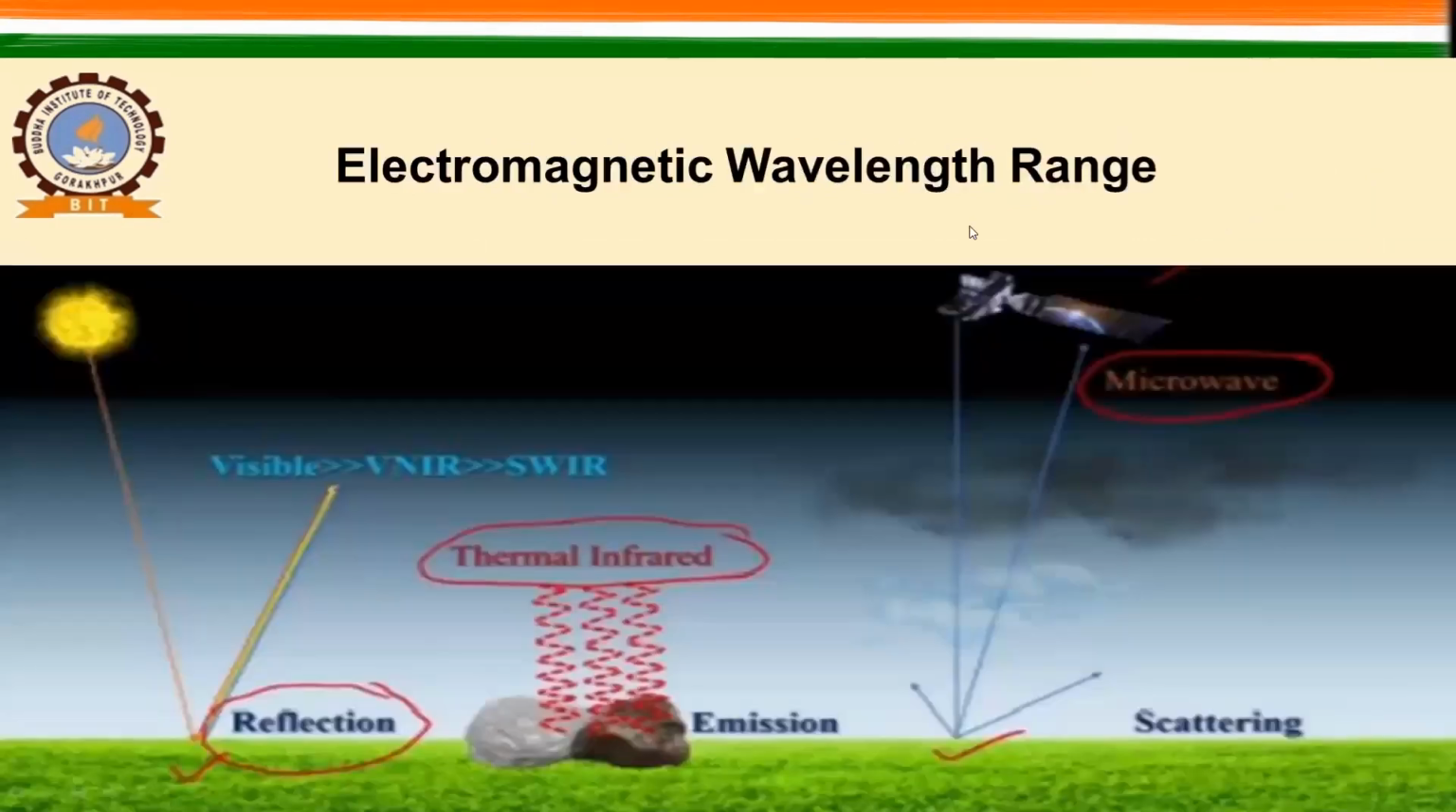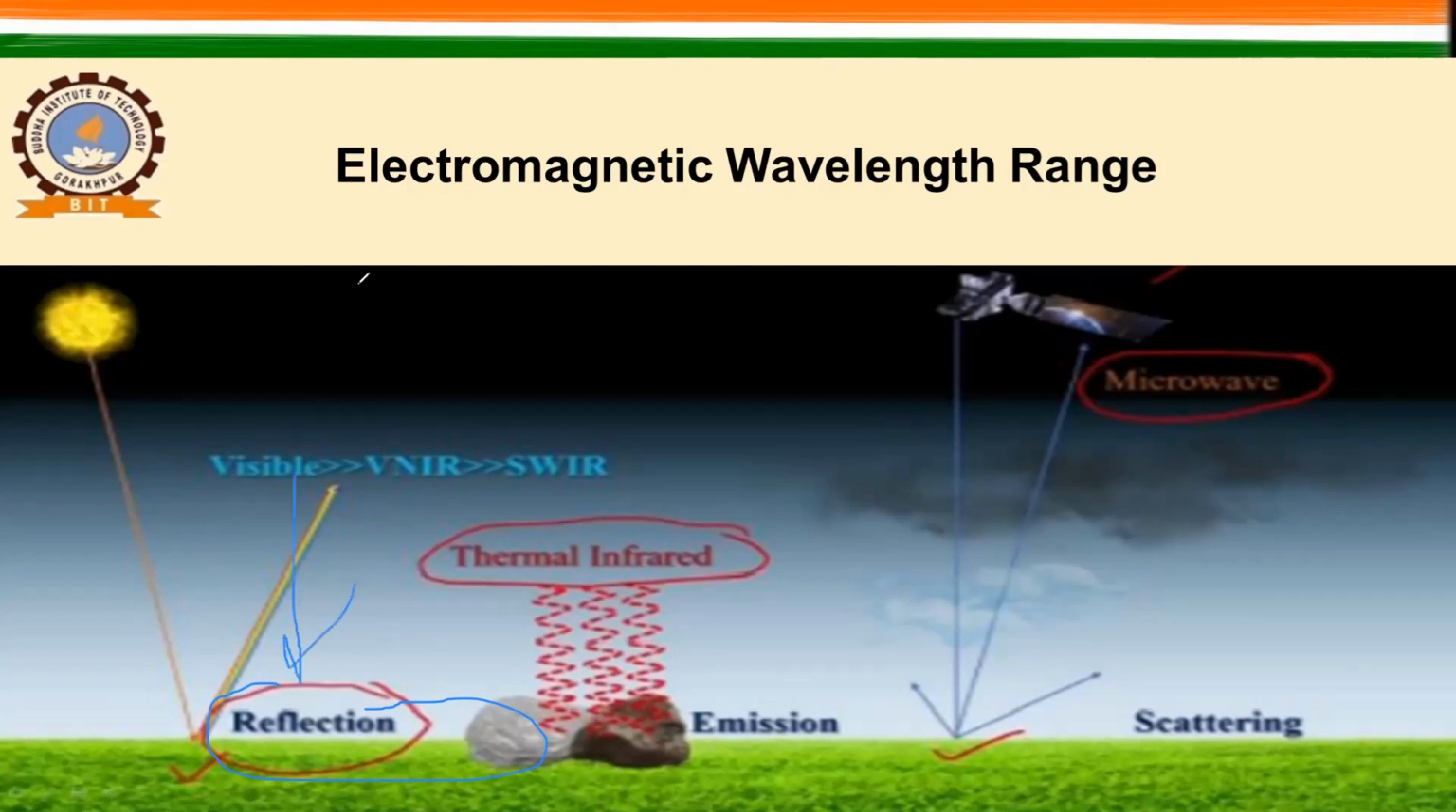I've also covered this part in my previous lecture, that the sun is our source of energy which is illuminating our surface, and then it is getting reflected, and here you have three different phenomena happening. If we talk about the reflective domain, in the reflective domain we consider 0.4 to 2.5 micrometer. This is the wavelength range where we can measure the reflected energy from the surface.